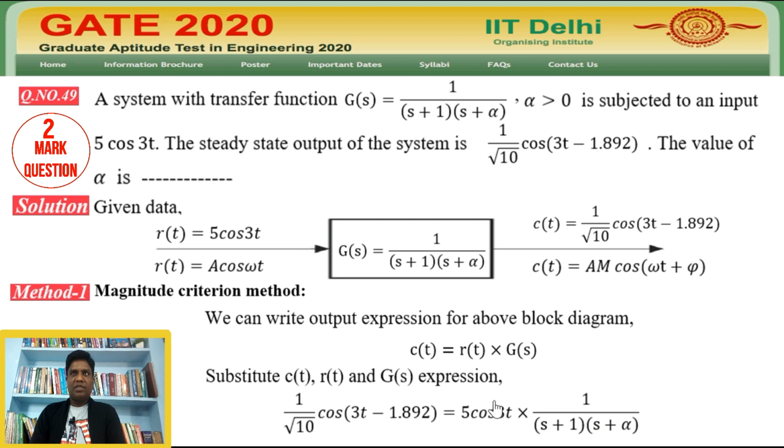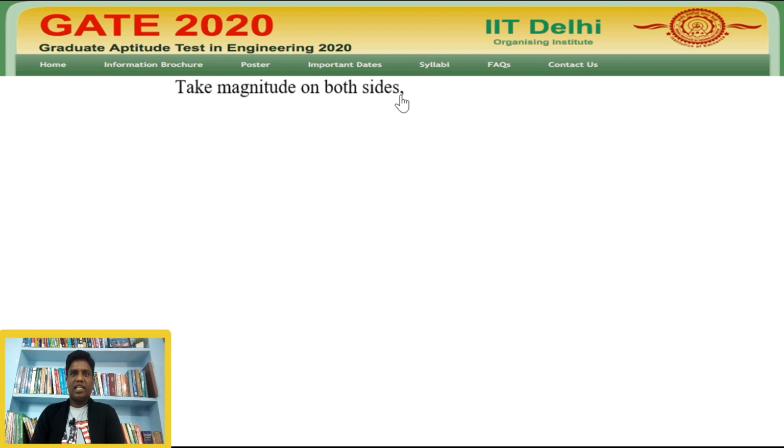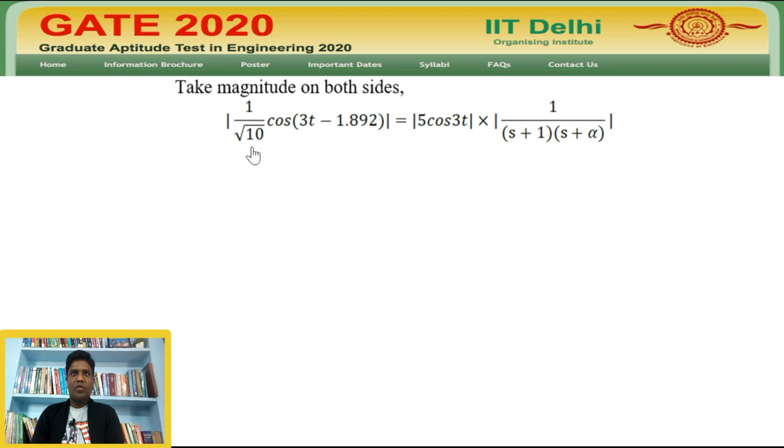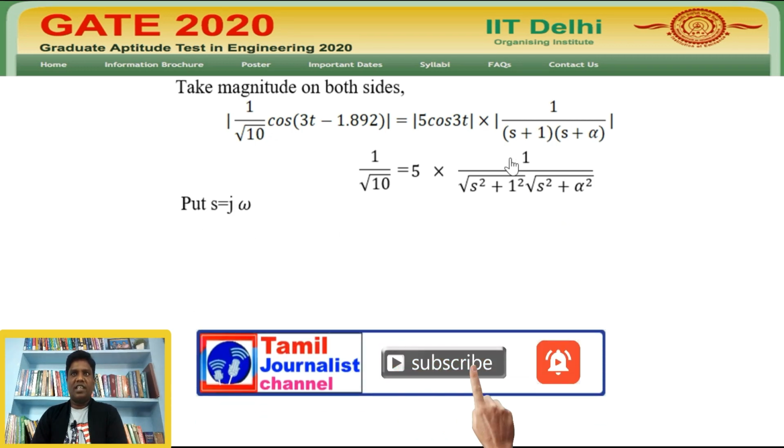For finding the magnitude of this equation, take magnitude on both sides. Then the equation is the magnitude of 1 divided by root 10 into cos(3t minus 1.892) equal to the magnitude of 5 cos 3t into the magnitude of 1 divided by (s plus 1) into (s plus alpha). Here the magnitude of the left hand side is 1 divided by root 10, the first term on the right hand side is 5, and the second term on the right hand side is 1 divided by root of (s square plus 1 square) into root of (s square plus alpha square). Next put s equal to j omega in this equation.